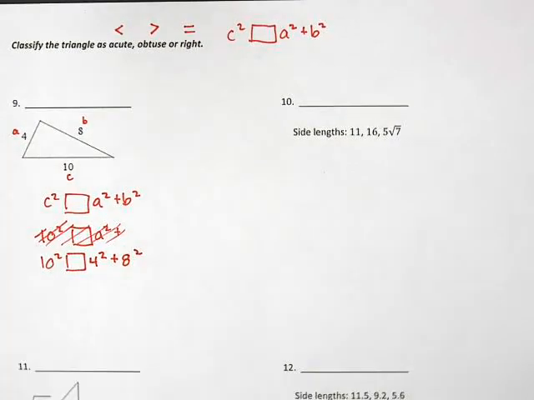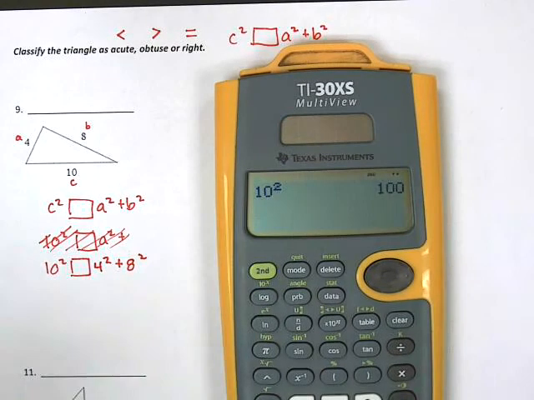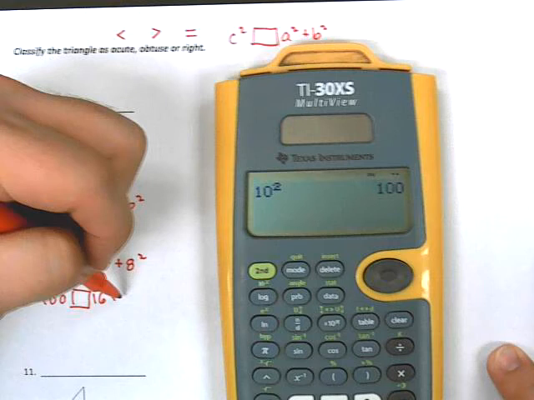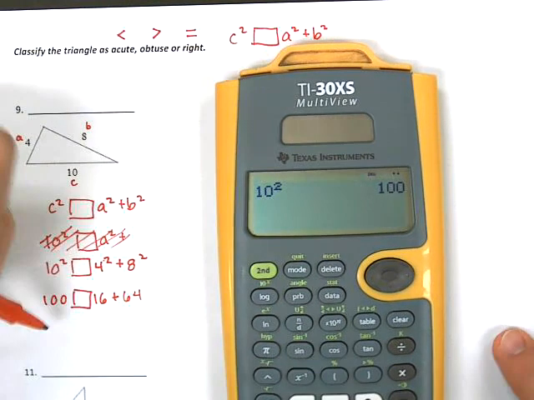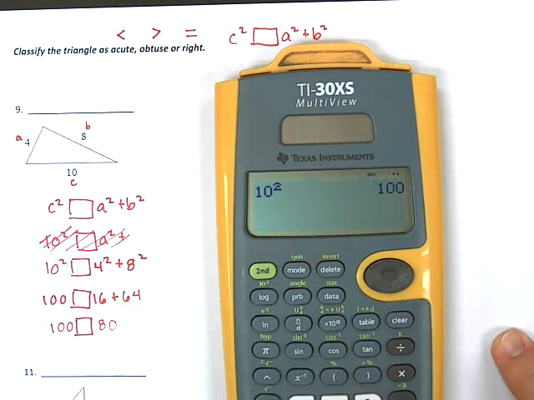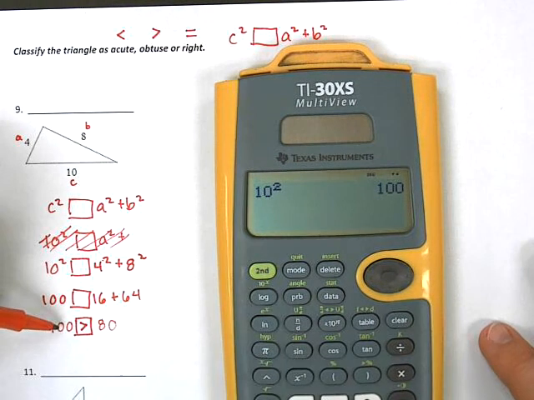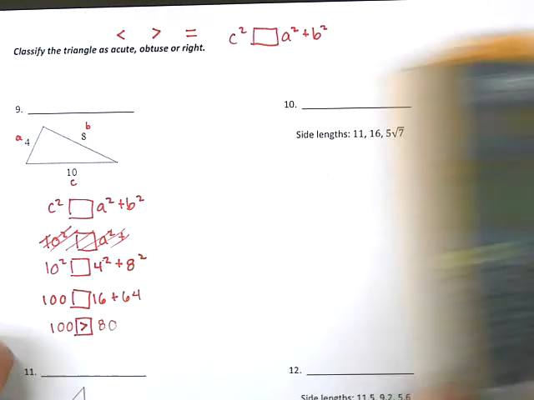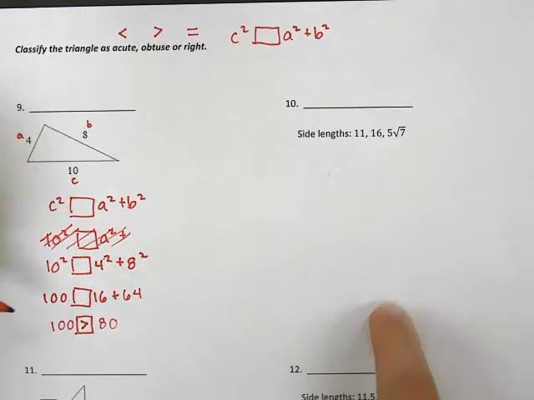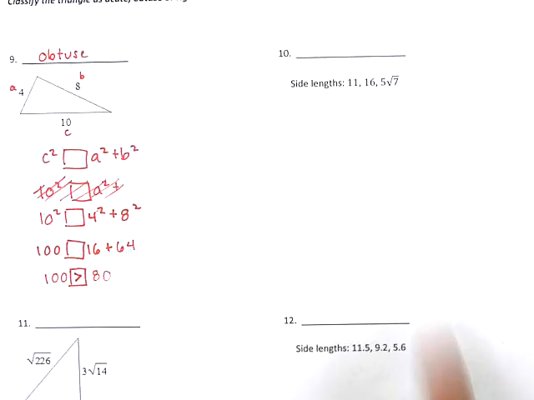Guys, use your calculator. Don't leave room for error. If you're not great with your squares, please just use your calculator. I know that this side is 100. I know that 4 squared is 16, and I know 8 squared is 64. So when I add these together, I get 100 box 80, and I know that 100 is greater than 80, which means because c squared, the square of the third side, is greater than the sum of the squares of the smaller two sides, I know that this is going to be obtuse. Alright?